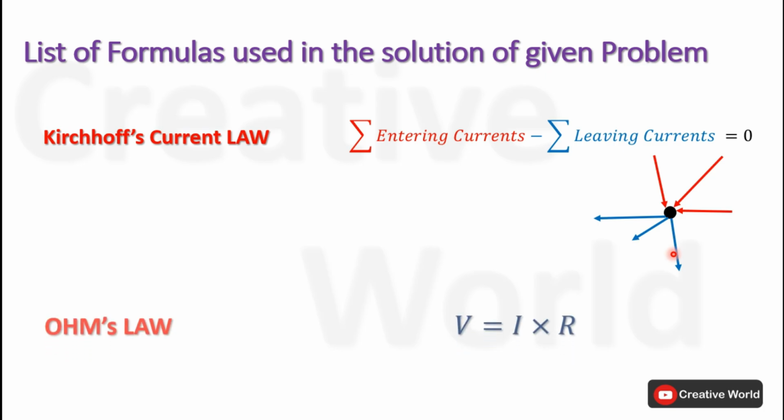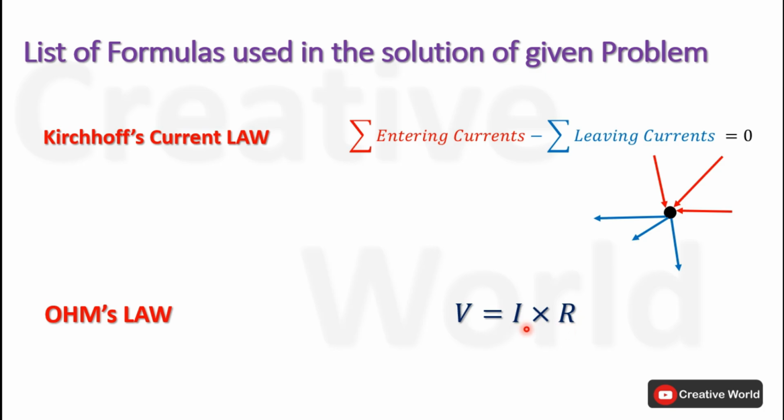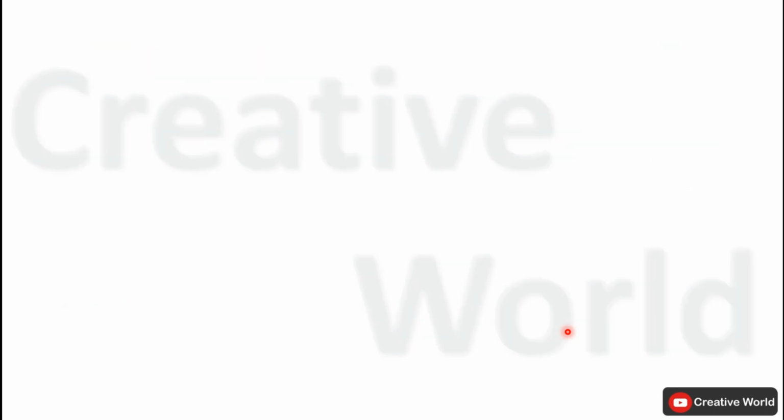We also will be using Ohm's law. According to this law, voltage across any resistance R is the product of current through it and the value of resistance itself. Now move towards the problem.